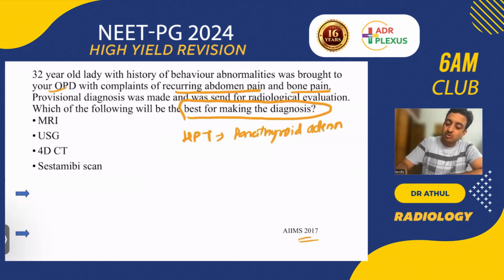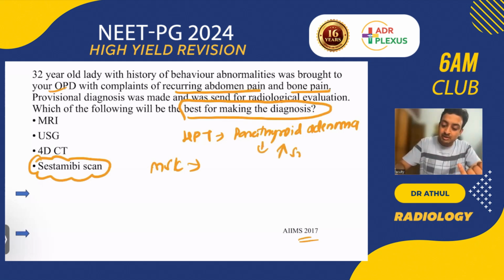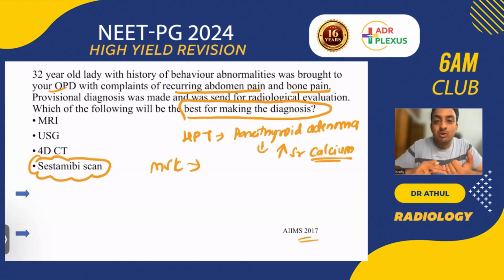So if you want to find out parathyroid adenoma, the best modality will be sestamibi scan. So what are the findings? What are the musculoskeletal (MSK) findings in hyperparathyroidism? In hyperparathyroidism, there will be increased serum calcium. You know, calcium levels will be increased. That is why you have abdominal pain because of renal calculi.